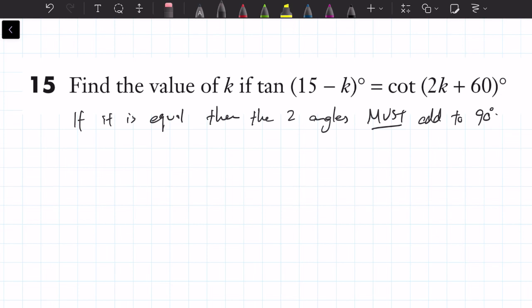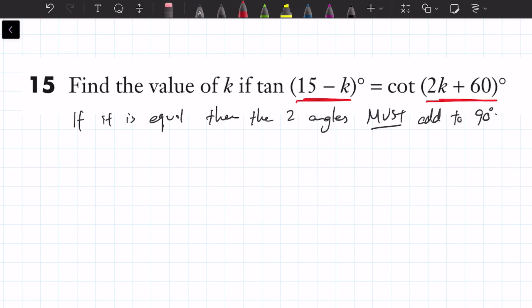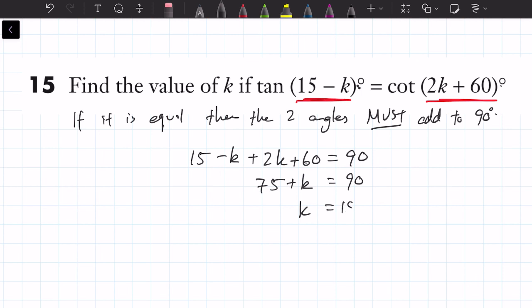So we use this fact and say, okay, those two angles added together, 15 minus k and 2k plus 60, is equal to 90. So we're going to add those together: 15 minus k plus 2k plus 60 is equal to 90. 15 plus 60 gives me 75. And minus k plus 2k is k, and that's equal to 90, so we get k is 15 degrees. And that's it.